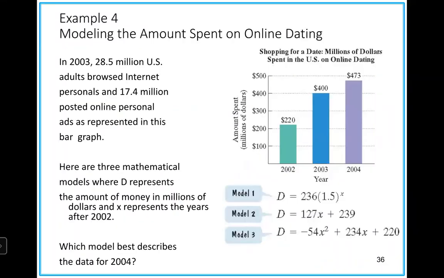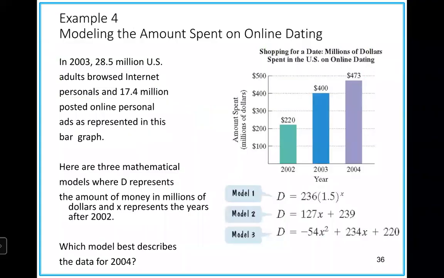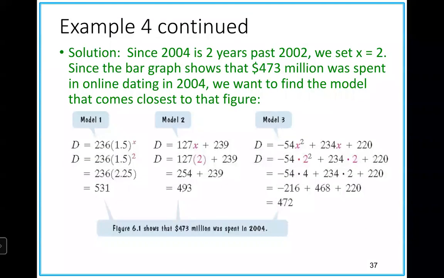It says 473. So which of the 3 models gave you the closest to 473? Model 1, 2, or 3? Model 3. Okay, model 3 gives 472. Which would be the closest of the 3. All right, so theirs was 472, whereas the actual graph shows 473.